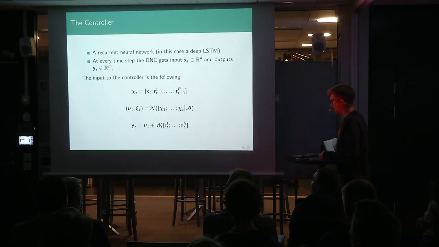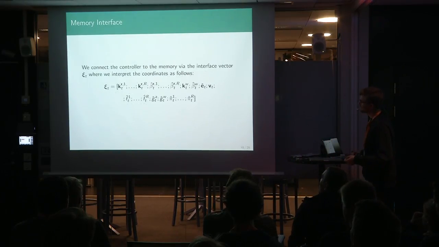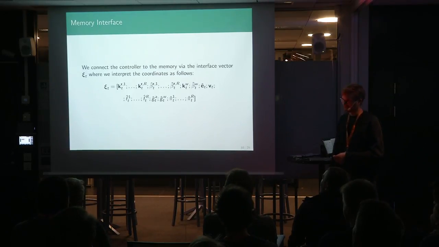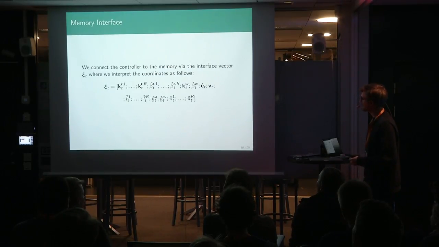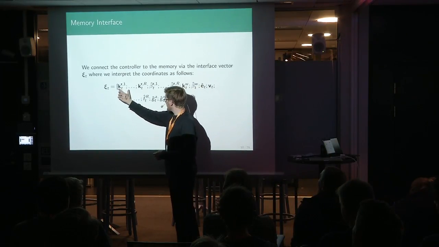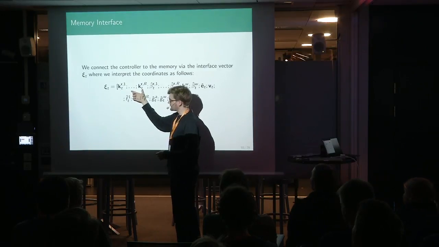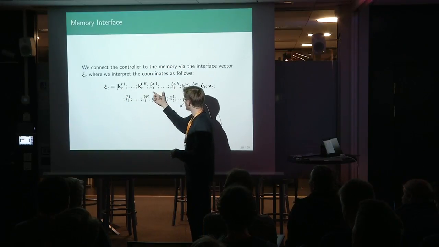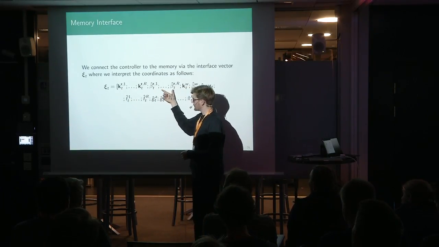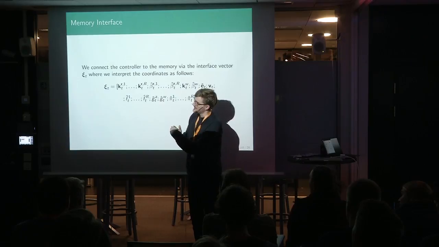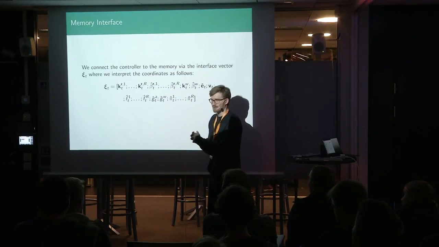Oh, yeah. I will. That's this slide. This is what the interface vector represents, what information is contained in the interface vector. As you can see, it encodes a lot of information. The first k's here are read keys, which are used in the reading part. And these beta R's are read strengths, which scale the distribution of the reading weights.